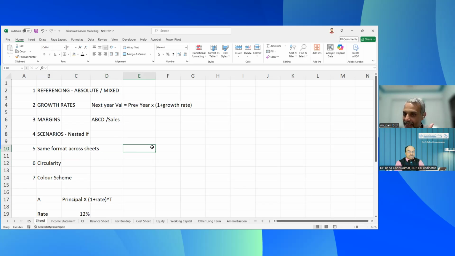So there is a circularity established. One value changes, the other value changes, and the entire worksheet changes, right? So when there is a circularity, there are certain caveats that we need to follow. We will look at those also.